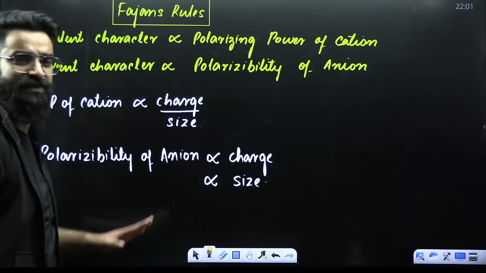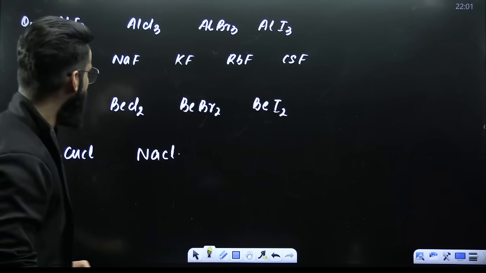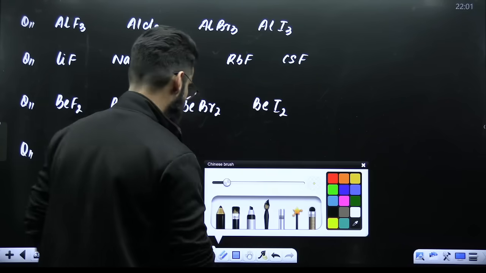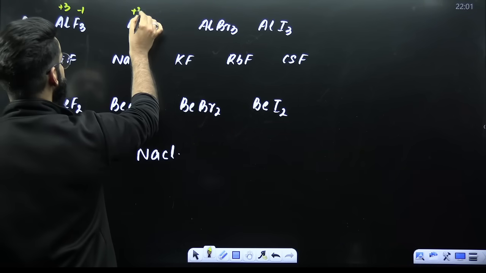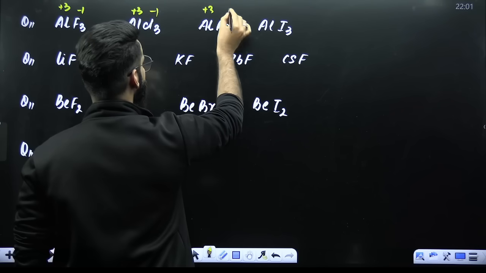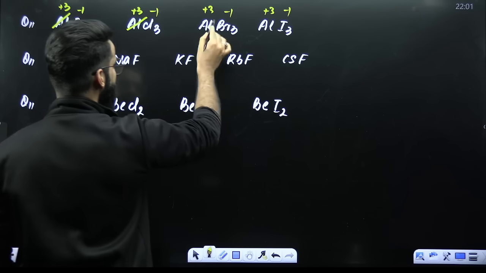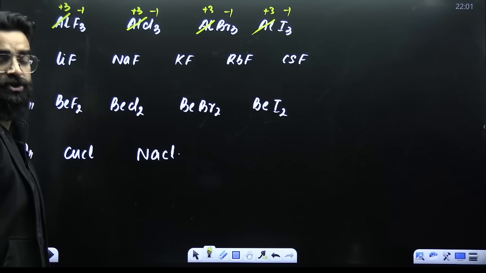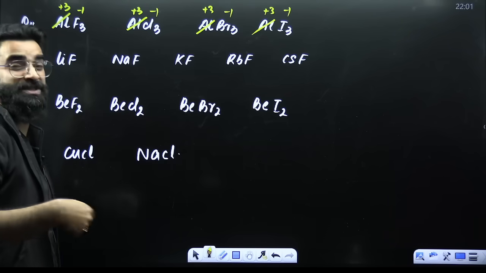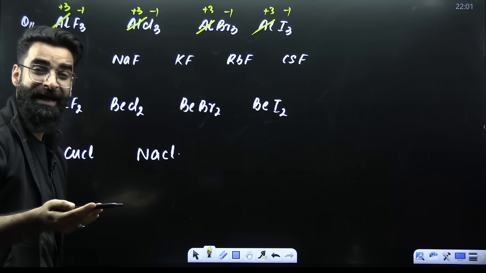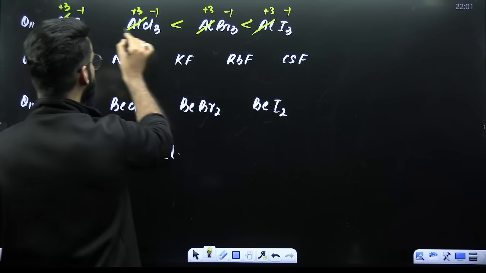These are just the factors which you need to know, and you can easily solve the questions based on Fajan's rules. Have a look at exactly what I'm saying. If you look at these questions, over here this is Al3+ F-, Al3+ Cl-, Al3+ Br-, Al3+ I-. So the cation everywhere is the same. I'm not going to decide on the basis of cation. Talk in terms of anion. Charge on every anion is the same, so decide on the basis of size of anion. More the size of anion, more the polarizability of anion, and more the polarizability means more the covalent character.